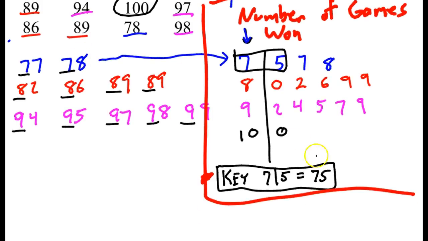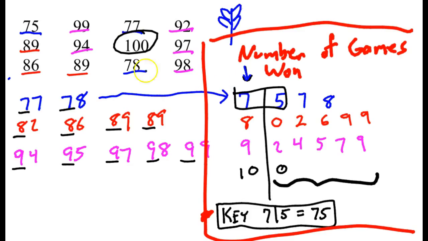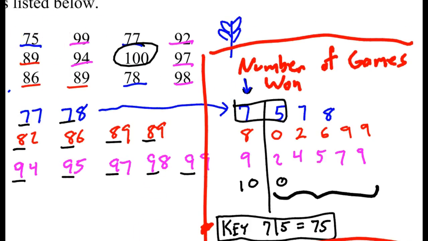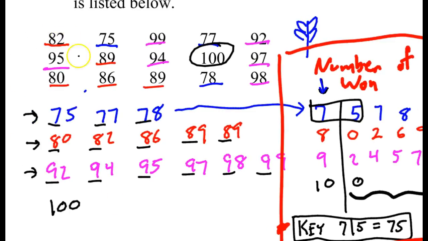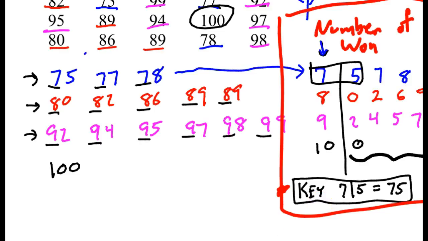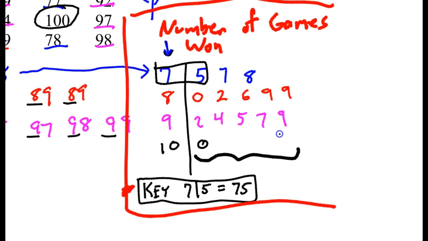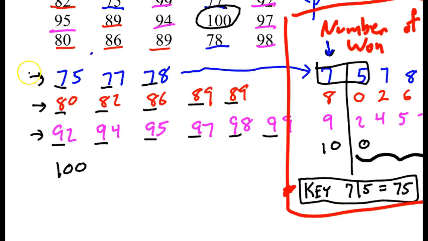Do keep in mind, these need to be in numerical order. And when I'm grading tests, this is the most common mistake. People put them just in the order that's listed here. So it's very tempting to just go, okay, 82, 75, and the leaves here are all out of order. So they should be in order. That's why I said first, rewrite them in order. Okay? So that's a stem and leaf plot.